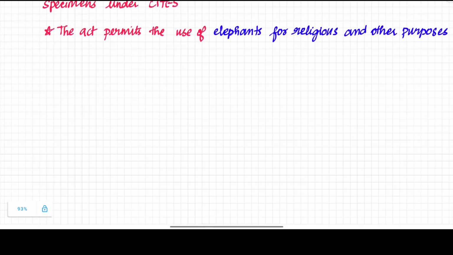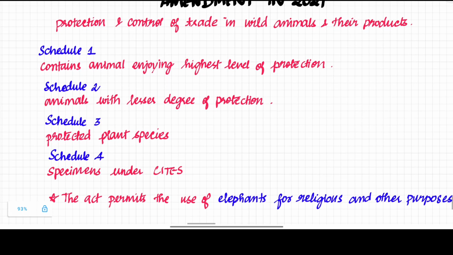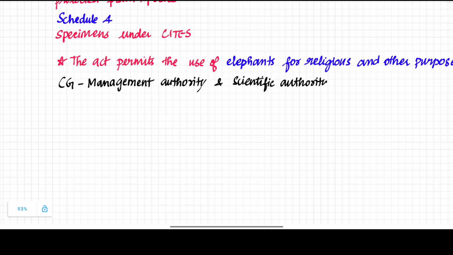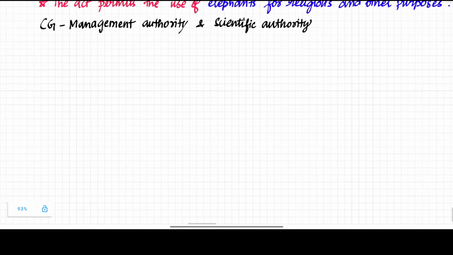Right. Now the central government has two types of authorities under this amendment: a management authority and a scientific authority. So we have a management authority and a scientific authority. Now let us discuss the management authority. What does the management authority do?